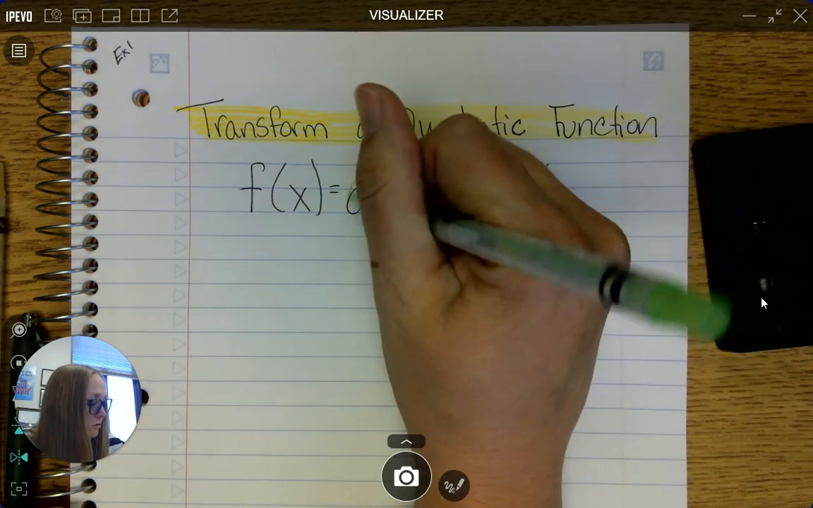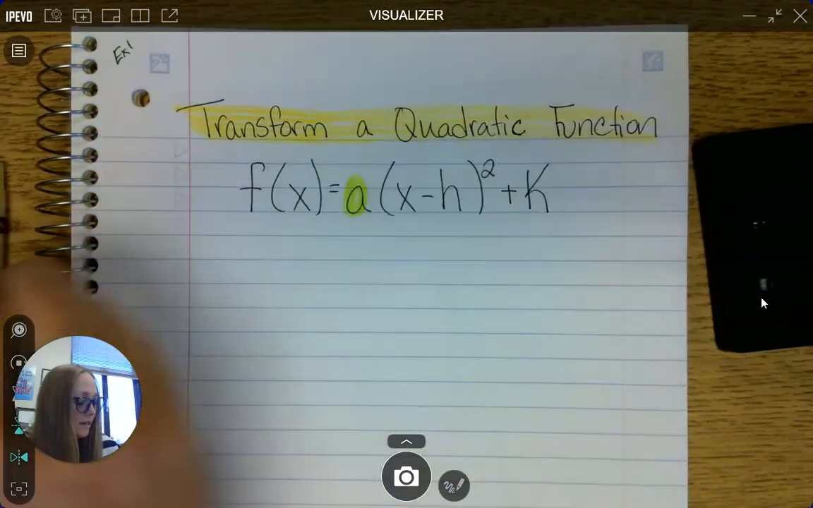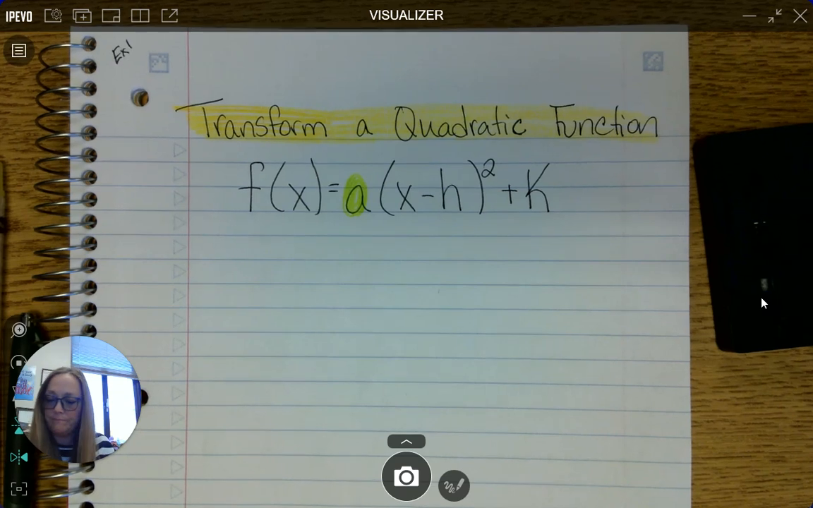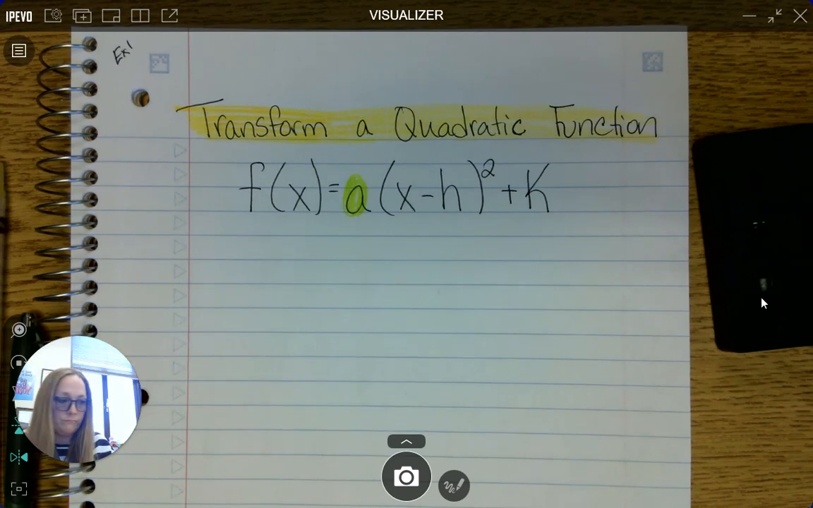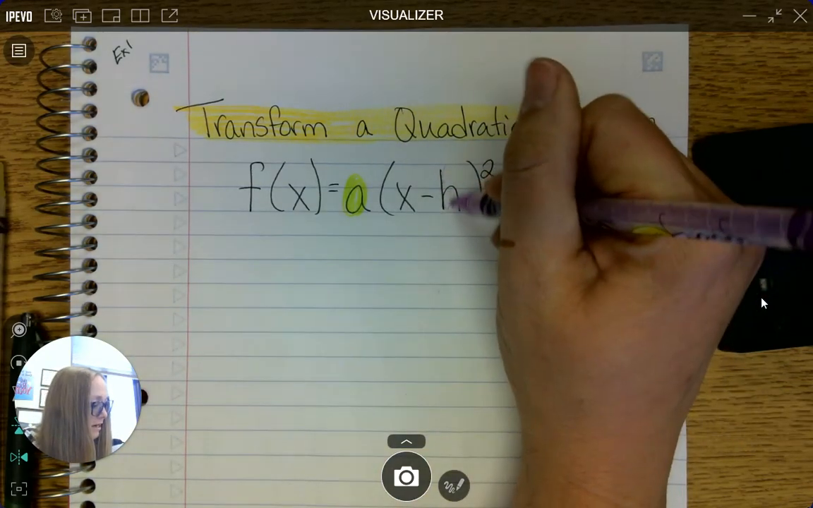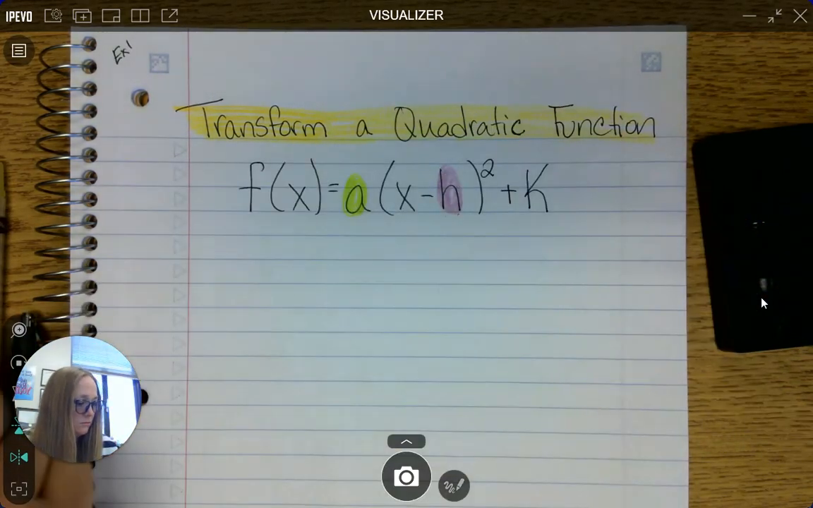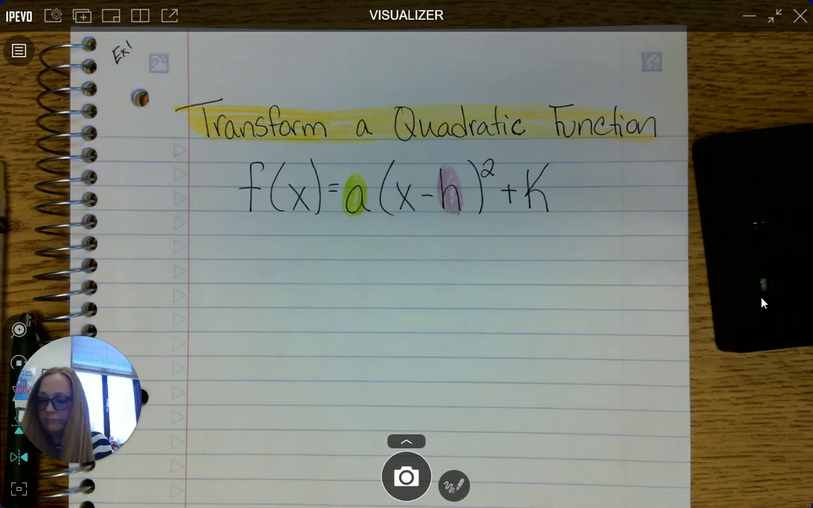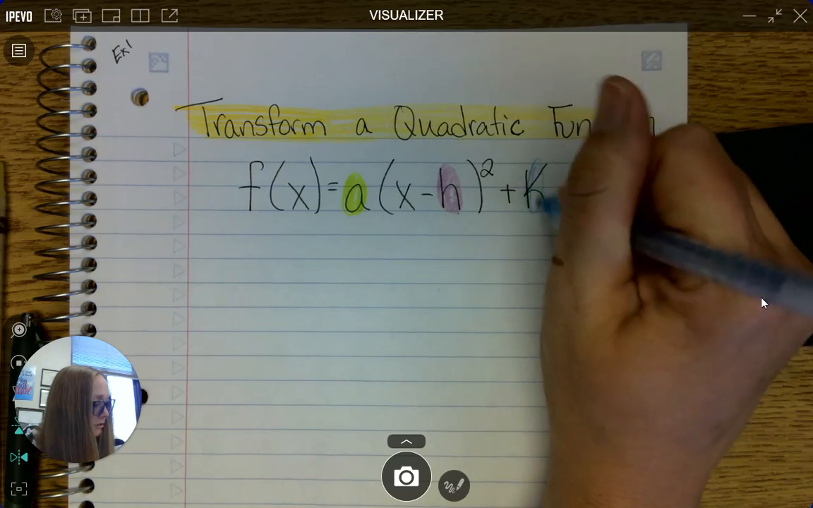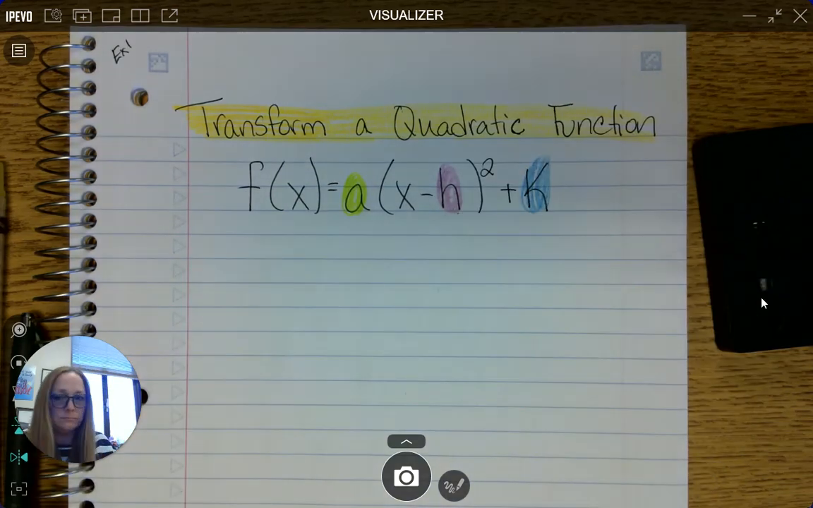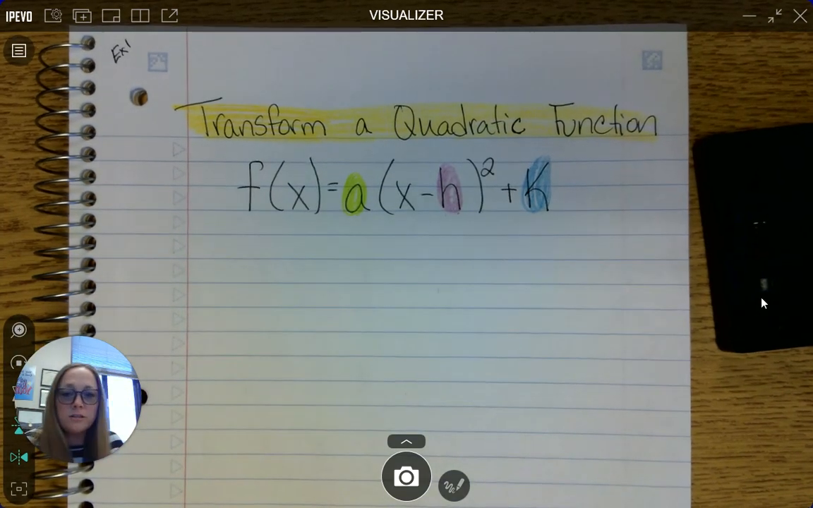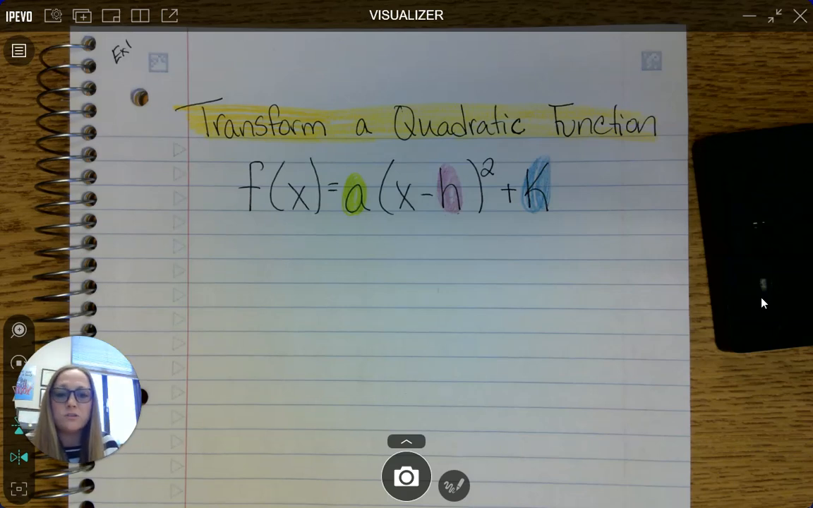Color coding again. The three main points we're looking at here are a, h, and k. So I'm going to color code this for us so we can break these down. You can tell a lot about a quadratic and what the graph is going to look like simply by breaking apart this formula here.